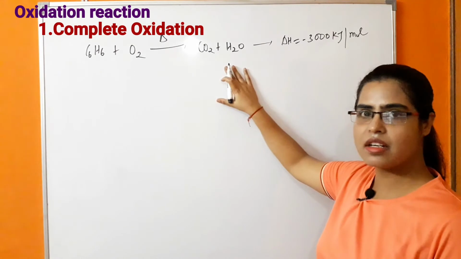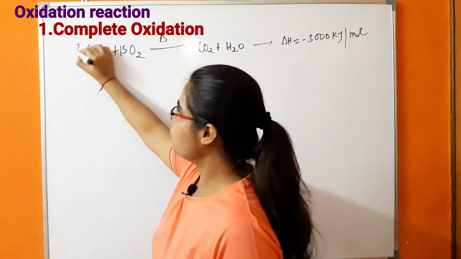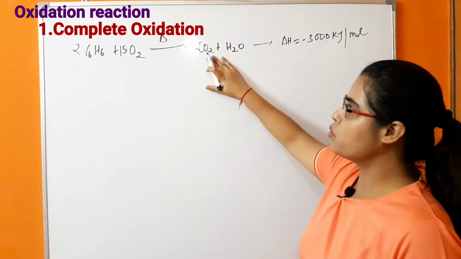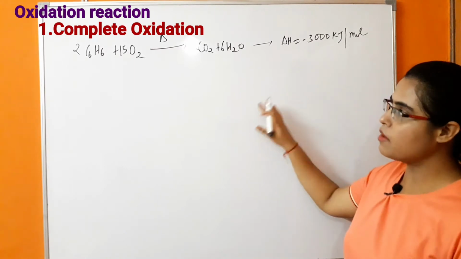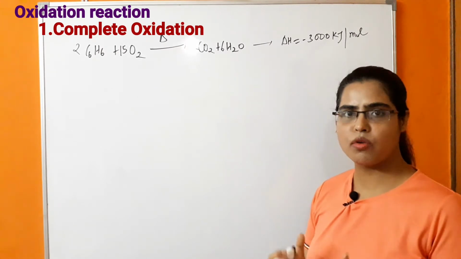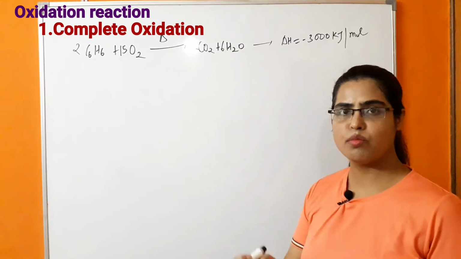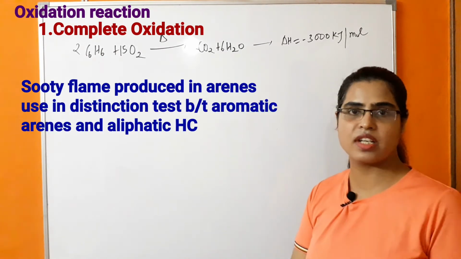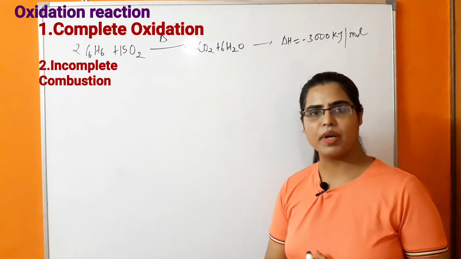First of all, you have to balance the reaction. There are 15 moles of oxygen and 2 moles of benzene taken, which will produce 12 moles of CO2 on combustion and 6 moles of H2O. You have to always balance the reaction. When benzene or higher homologues of benzene are burned in the presence of oxygen, a yellow luminous sooty flame is produced, which is used as a qualitative test for distinction of aromatic hydrocarbon from aliphatic hydrocarbon.